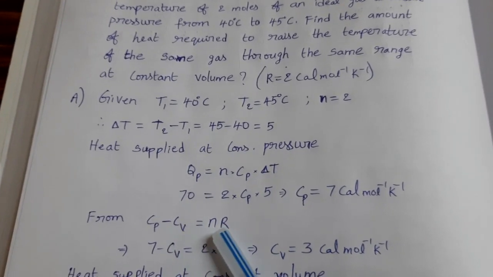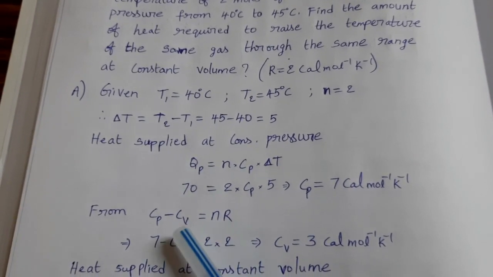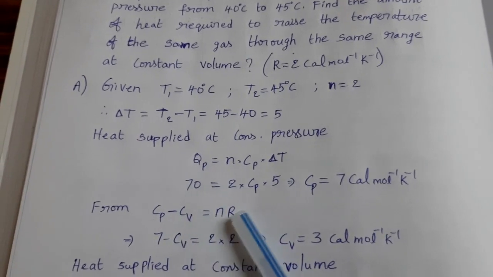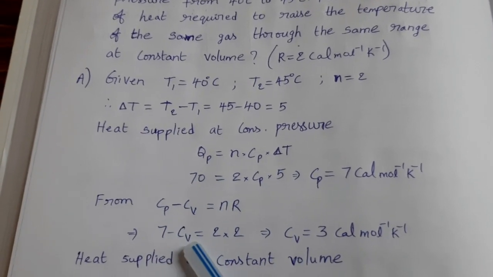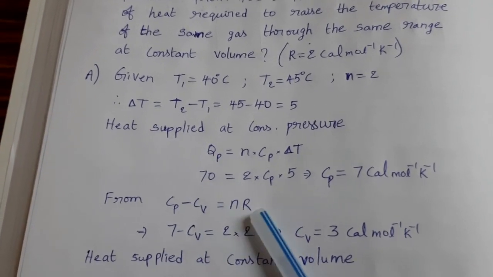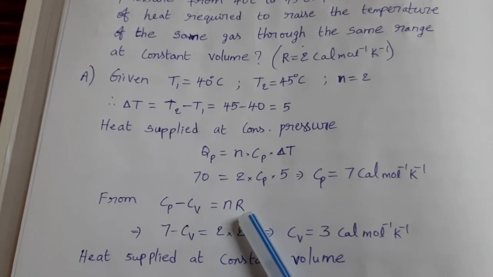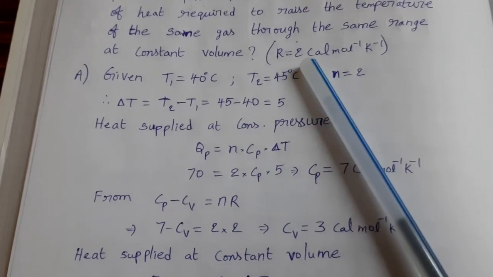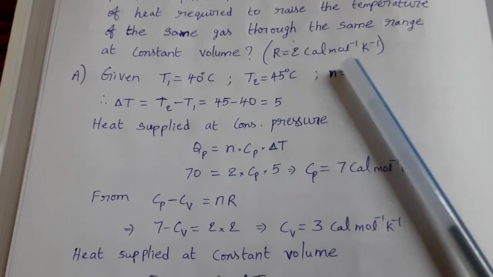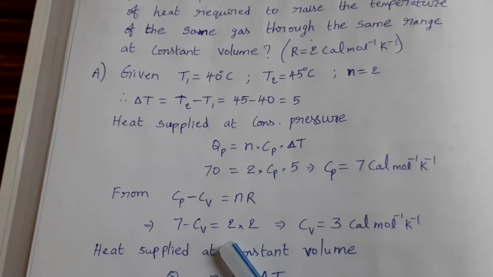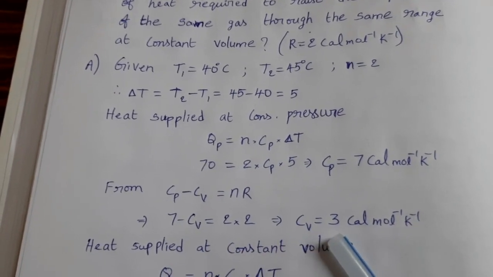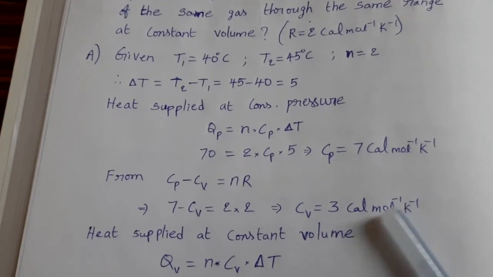Now we know that for n number of moles of the gas, CP minus CV equal to nR. CP 7 minus CV into number of moles 2, universal gas constant R, it is given 2 calorie mole inverse Kelvin inverse. Substitute that value, from this we can get CV 3 calorie mole inverse Kelvin inverse.